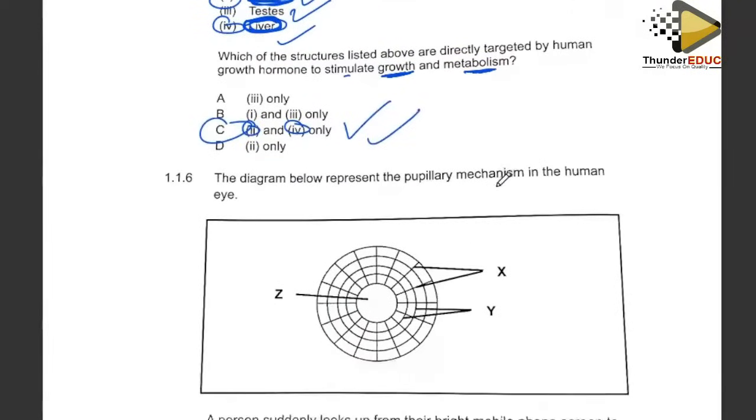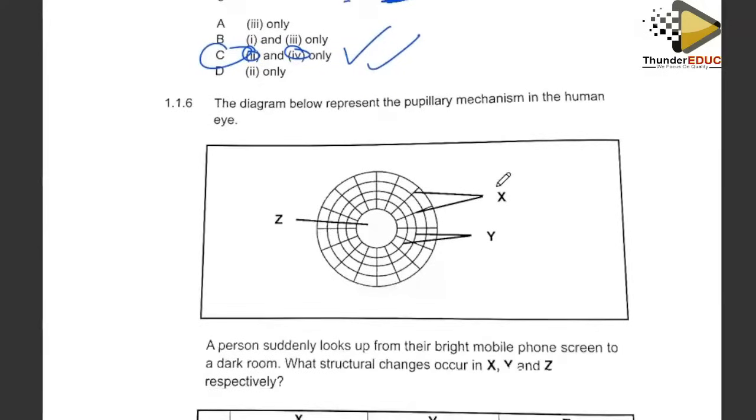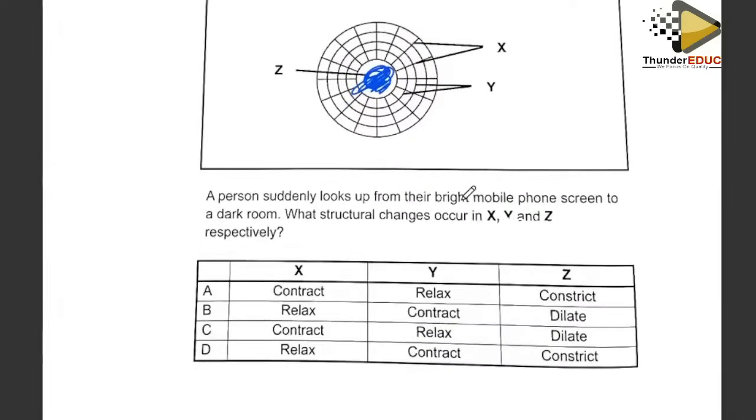Then we go to 1.6. The diagram below represents the pupillary mechanism. When you say pupillary mechanism, you are talking about the pupil, the ability of the eye to see in dim and bright light. If you look at someone's eye, you see a pupil. Where you see a person is what you call a pupil.